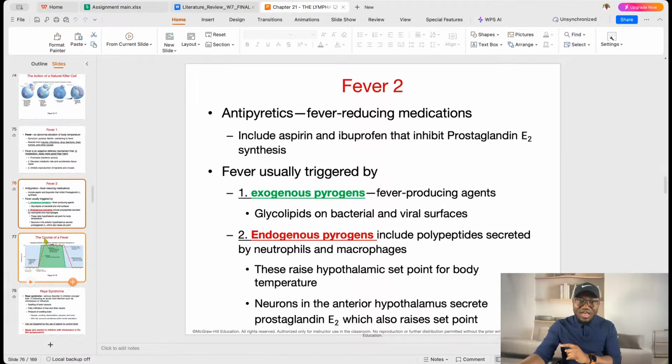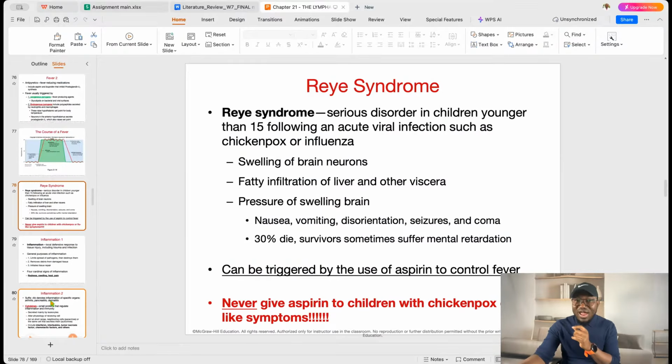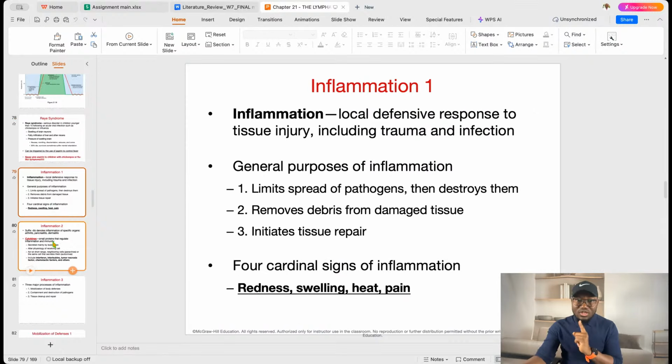This is fever. You need to also know fever. You know the grades. You know how it moves. You need to know about Reye syndrome. Extremely important. Reye syndrome affects children. So you don't give aspirin to children with chickenpox or flu-like symptoms. That's a problem.